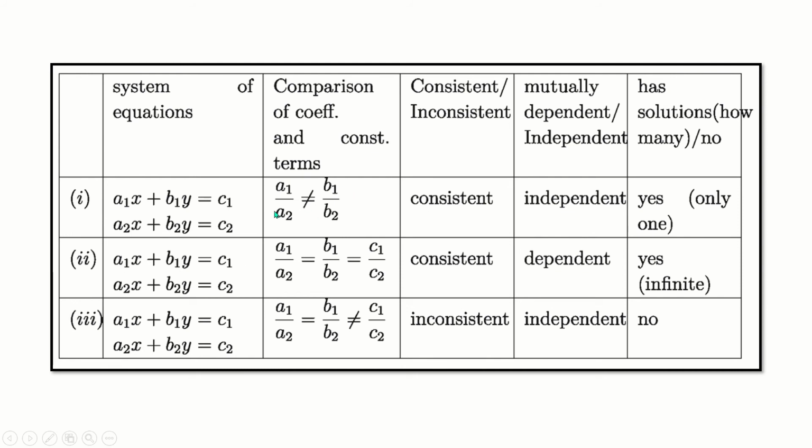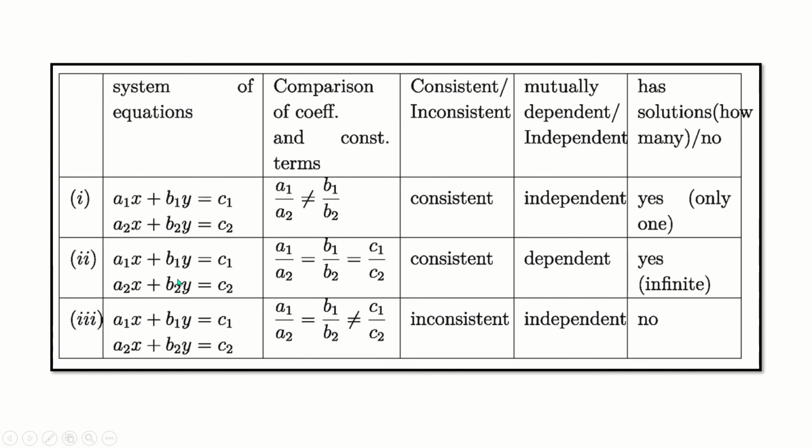Again I will explain. If the ratios of the coefficients of x and y are not equal, then these two equations will be consistent, mutually independent, and have only one solution, a unique solution. That means the value of x will be, as per example, 1 and y will be 2. Okay, clear? No other solution. I will give an example next, just follow the explanation.